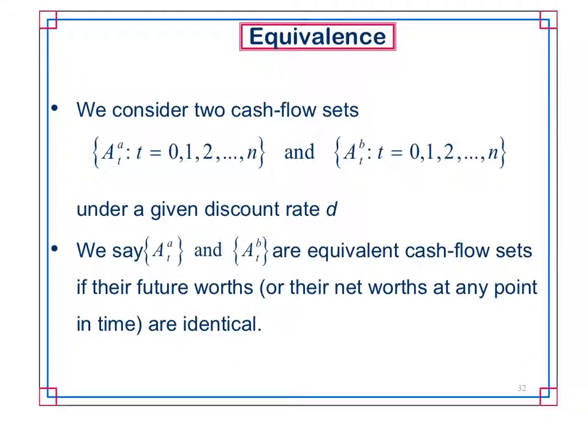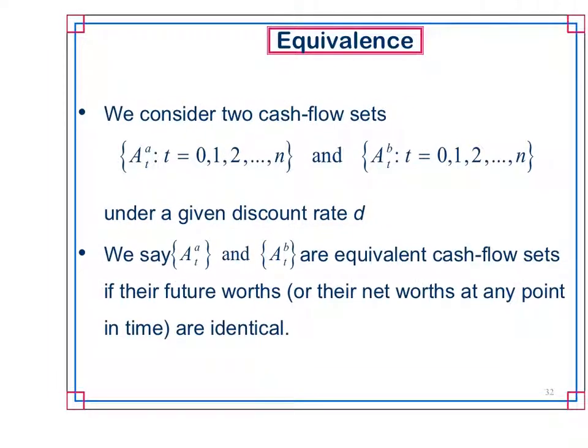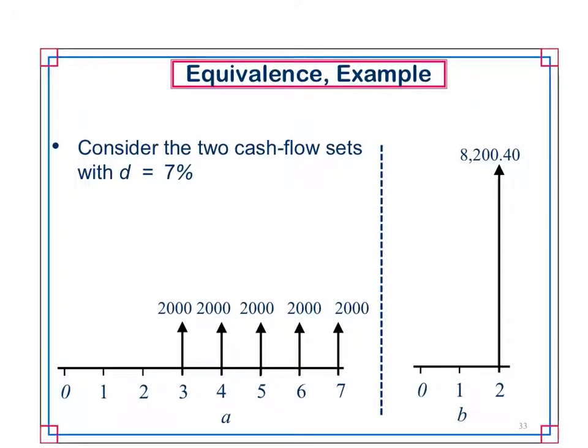So, equivalence. We want to be able to say that either the annuity A in that period or B in that period are going to be equivalent to each other as long as their future worths, or pretty much any point in time, are exactly the same. So here's an equivalence case where we have an investment that in years 3 through 7 is paying back 7%, or in year 2 we'll pay $8,240. Our discount rate is 7%.